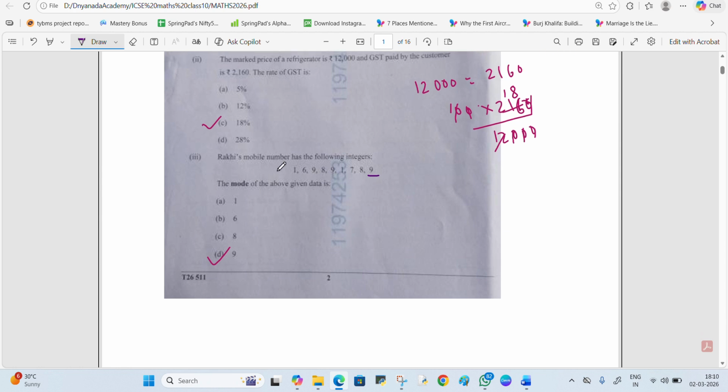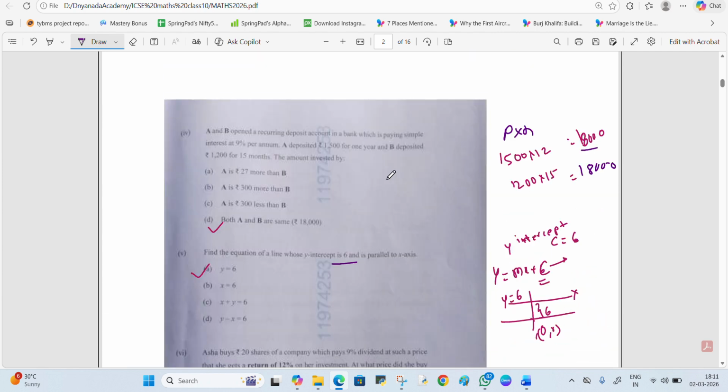Raki's mobile number is 1698911789. You have to get the mode of this. Mode means the number occurring many times. So that is the 9. So your answer should be 9.